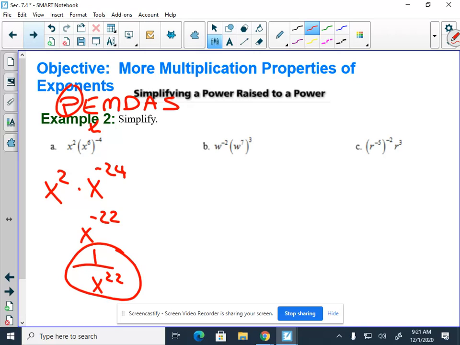All right, next one, similar thing. Leave the negative 2 alone. Deal with the parentheses first. What does this become? w to the what? 21. Now put them together. Negative 2 plus 21 is w to the 19. Same as 21 minus 2. Done.